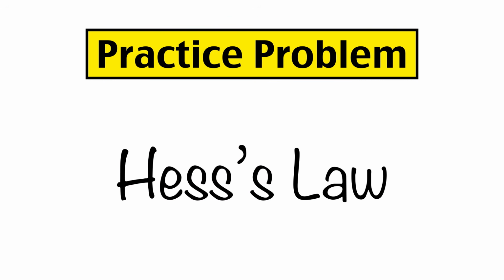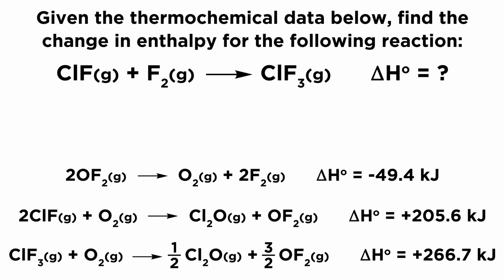Okay, let's try a question about Hess's law. So, given the thermochemical data below, those are the three reactions at the bottom, we want to find the change in enthalpy for the following reaction. So we have ClF plus F2 yields ClF3, and that delta H value is unknown. But we have three somewhat related equations at the bottom with known thermochemical data. See how we have those delta H's there. So we can use a technique called Hess's law to solve this problem.